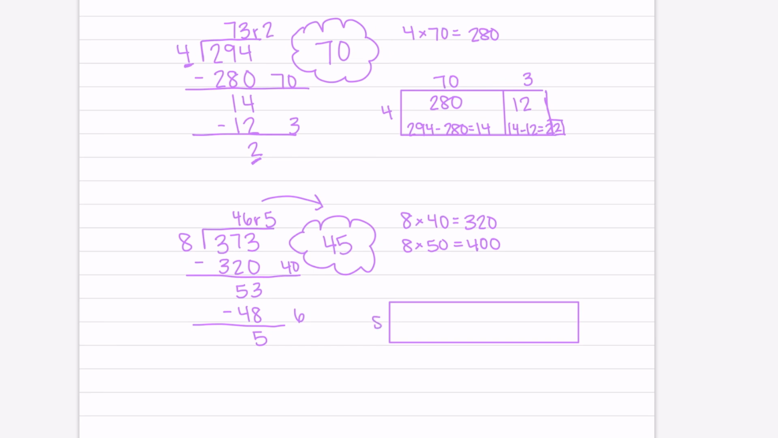My known dimension is 8. I'm trying to work my way up to a total area of 373. 40 times 8 is 320. If I want a total area of 373, I'm going to remove the 320. And I'm left with 53. I know that 6 times 8 is 48. And 53 minus 48 is 5. So I have a remainder of 5.